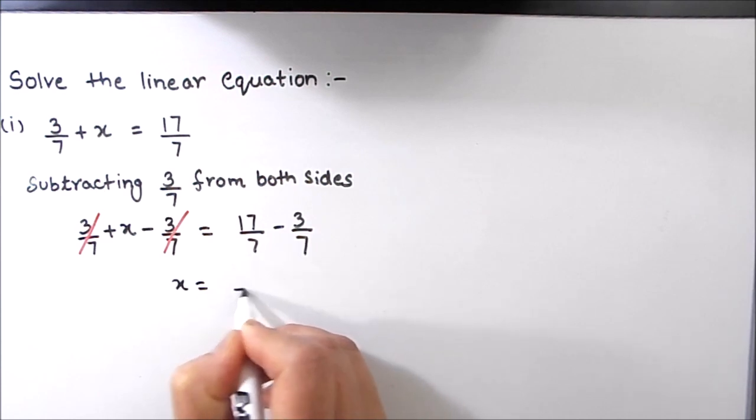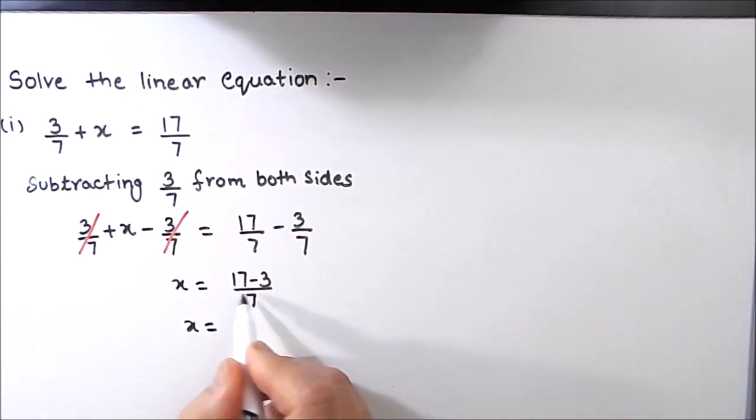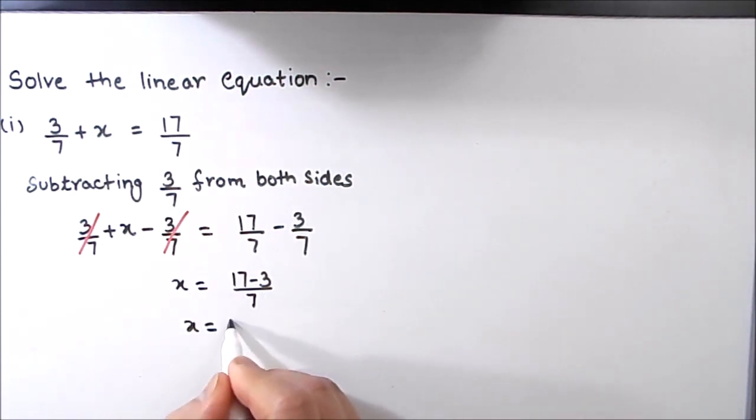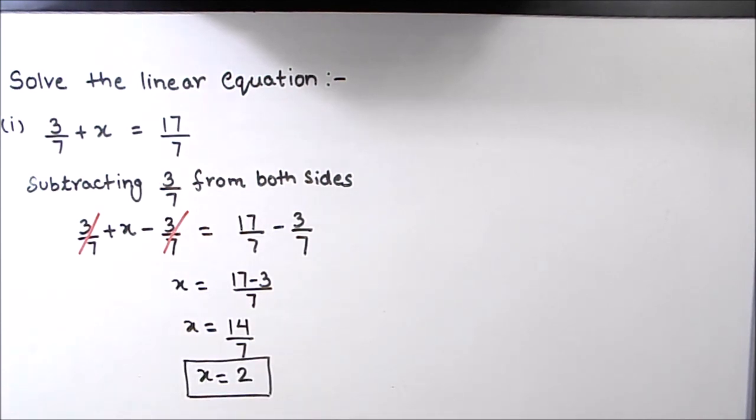These are like fractions, so we can subtract the two numerators directly. So the answer will be 17 minus 3 by 7, which is equal to 14 by 7, and 14 by 7 can be reduced to 2. So the final answer is x is equal to 2. So let's move on to our second example.